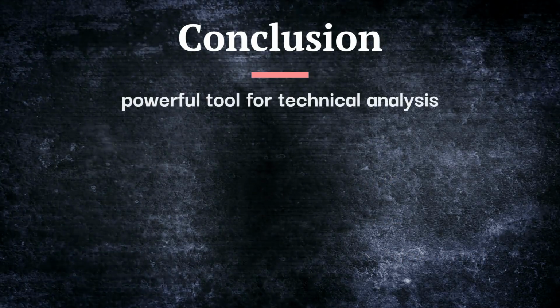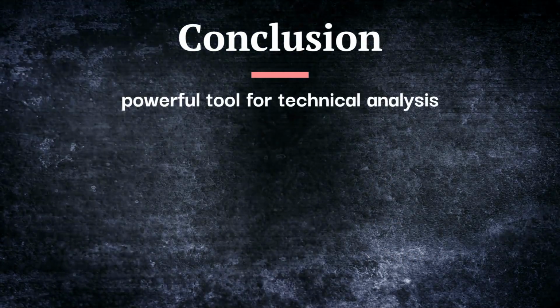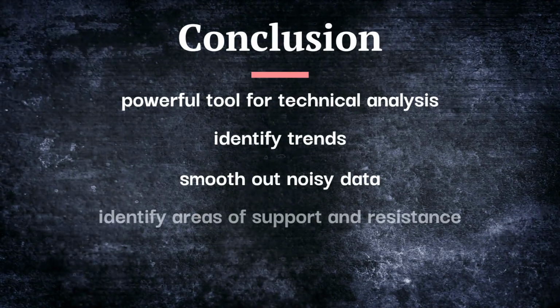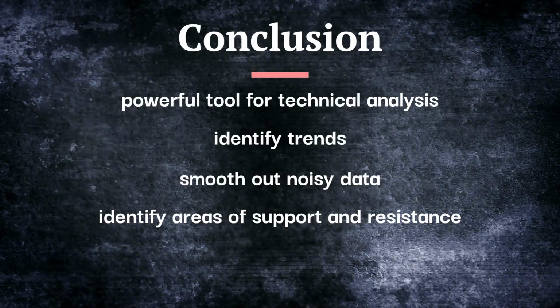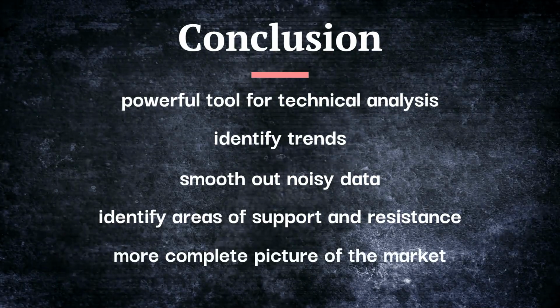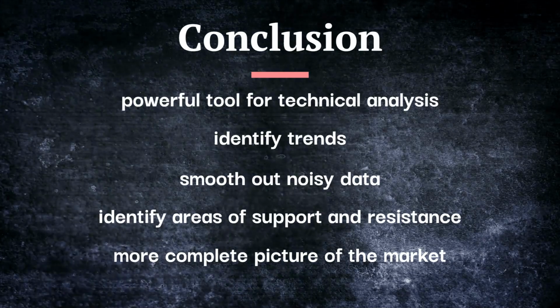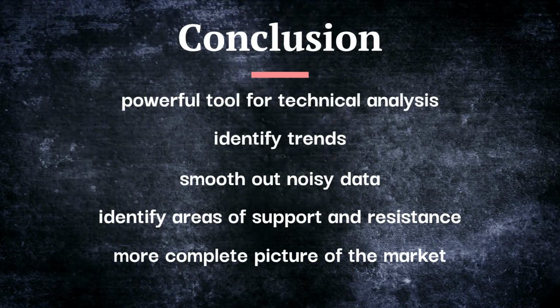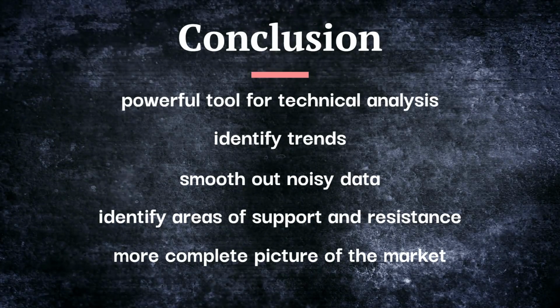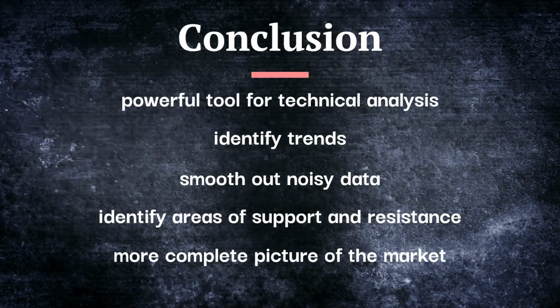In conclusion, moving averages are a powerful tool for technical analysis. They can help traders to identify trends, smooth out noisy data, and identify potential areas of support and resistance. By combining moving averages with other indicators, traders can gain a more complete picture of the market and make more informed trading decisions. In this video, we've taken a detailed look at moving averages, including how to calculate and interpret them, and how to use them in combination with other indicators.